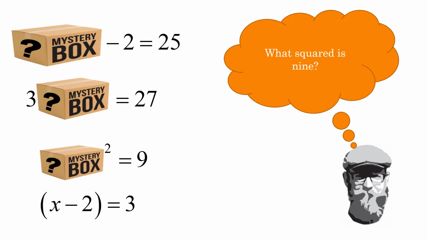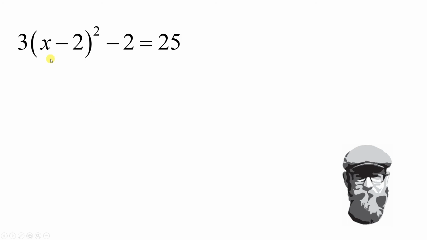And remember, the mystery box is x minus 2. So what minus 2 is 3? I think that's 5, isn't it? Isn't it 5? 5 minus 2 is 3. There you go. So if we go back to our whole original problem, 5. Do you see this has to be 5 right here? 5 minus 2 is 3. 3 squared, right? 9. 9 times 3, 27. 27 minus 2, 25. We are absolutely correct.